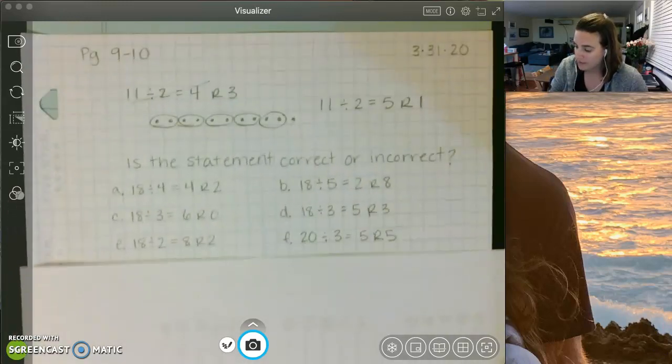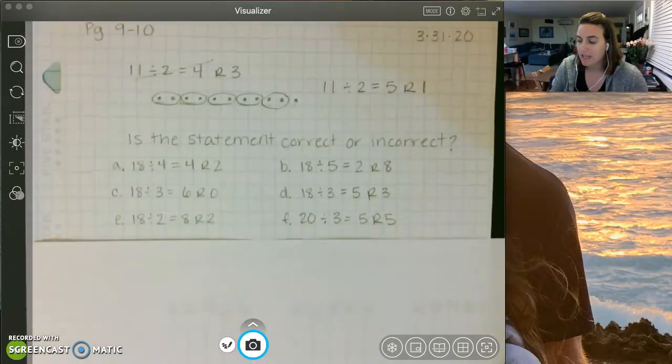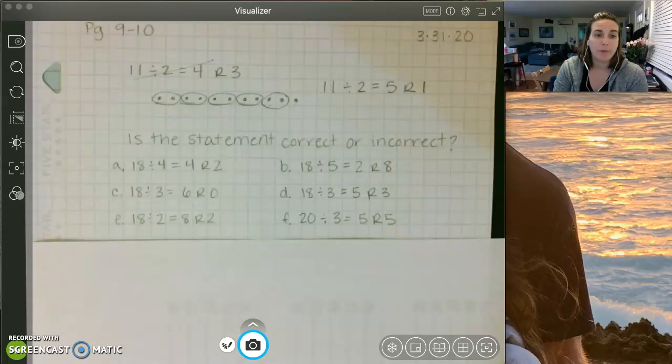So we have a few statements here, and I want you to look at these statements with me and decide if they are correct or incorrect. A, we have 18 divided by 4 equals 4R2. For B, 18 divided by 5 equals 2R8. C, 18 divided by 3 equals 6R0. D, 18 divided by 3 equals 5R3. And E, 18 divided by 2 equals 8R2. F, 20 divided by 3 equals 5R5.